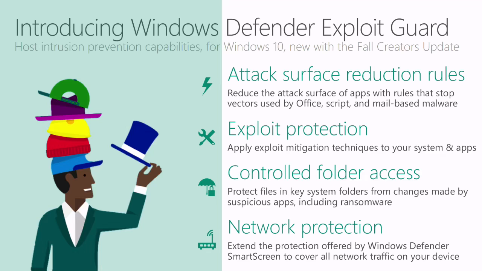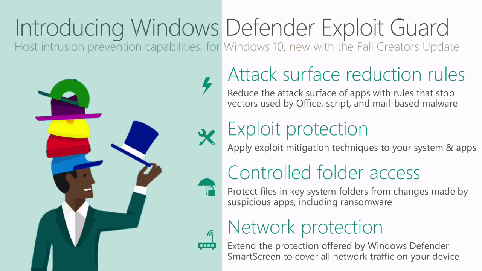Finally, just for good measure, we added a couple extra features into Exploit Guard, just so I can have all the hats. We have a third feature called controlled folder access. This is really about protecting your files, which are in key system folders, sort of preventing them from being modified by suspicious-looking or untrusted apps, including ransomware.